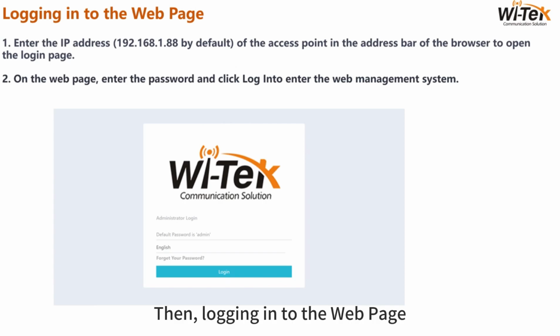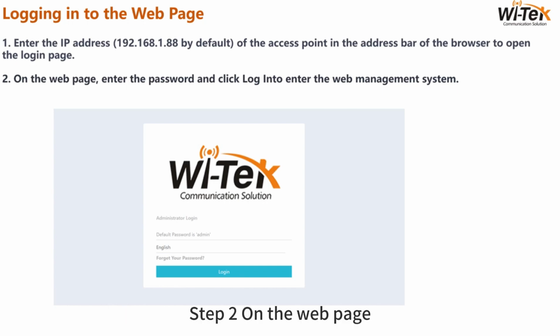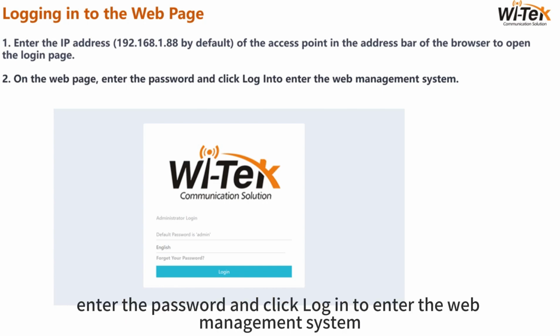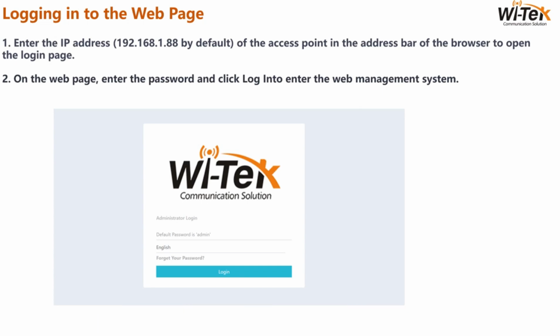Then, log in to the web page. Step 1. Enter the IP address of the access point in the address bar of the browser to open the login page. Step 2. On the web page, enter the password and click Login to enter the web management system. Default password, admin. You can also check the default password on the bottom sticker of the device.